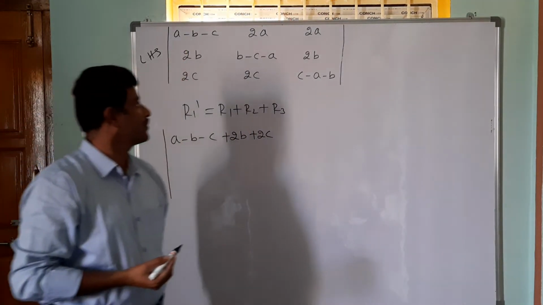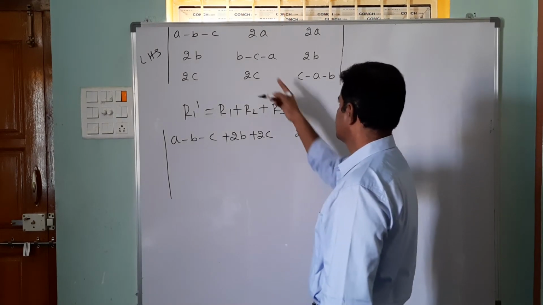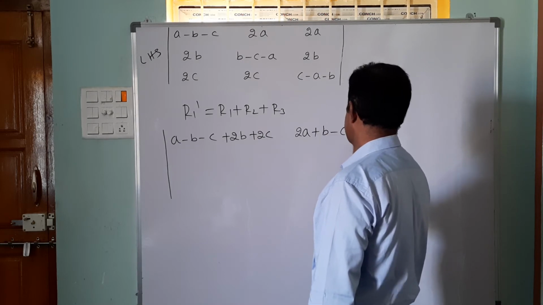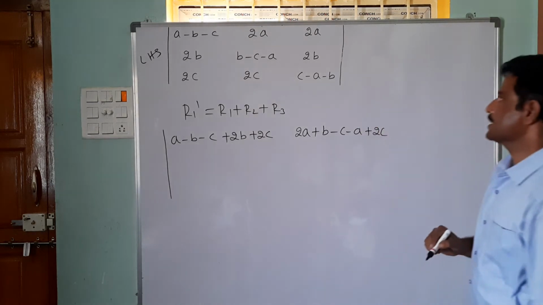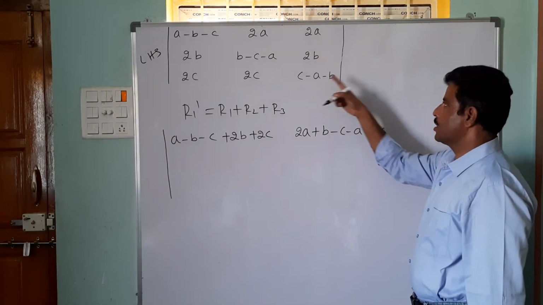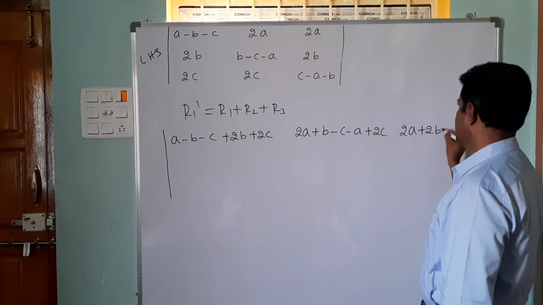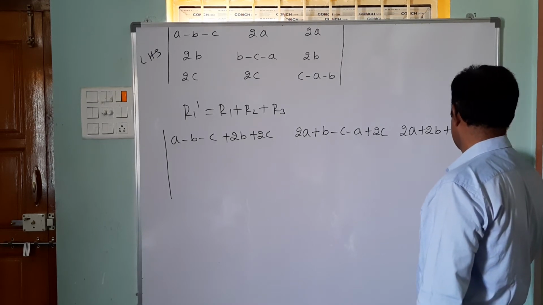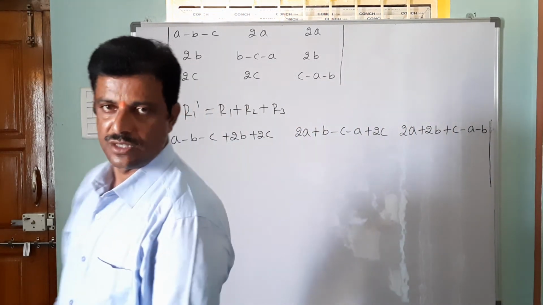Second element: 2a second element plus b minus c minus a plus 2c. Next, third element of row number 1, row number 2, row number 3: 2a plus 2b plus c minus a minus b. This is the first row operation.